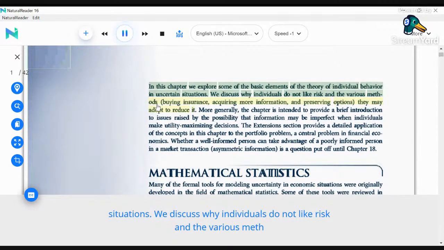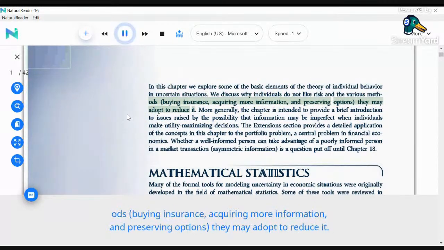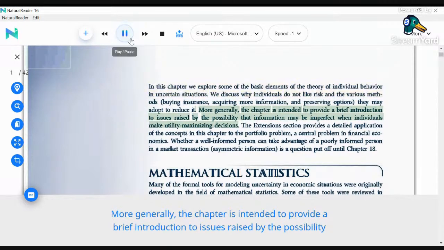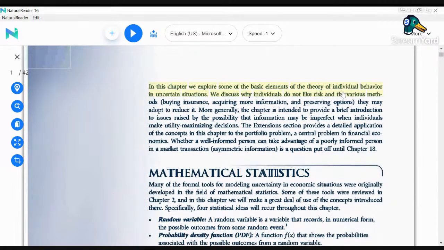We discuss why individuals do not like risk and the various methods: buying insurance, acquiring more information, and preserving options they may adopt to reduce it. Jadi di sini dia akan dibahas kenapa individu tidak suka mengambil resiko dalam berbagai metode. Contohnya membeli asuransi, memperoleh informasi tambahan, dan mencari opsi yang lain.